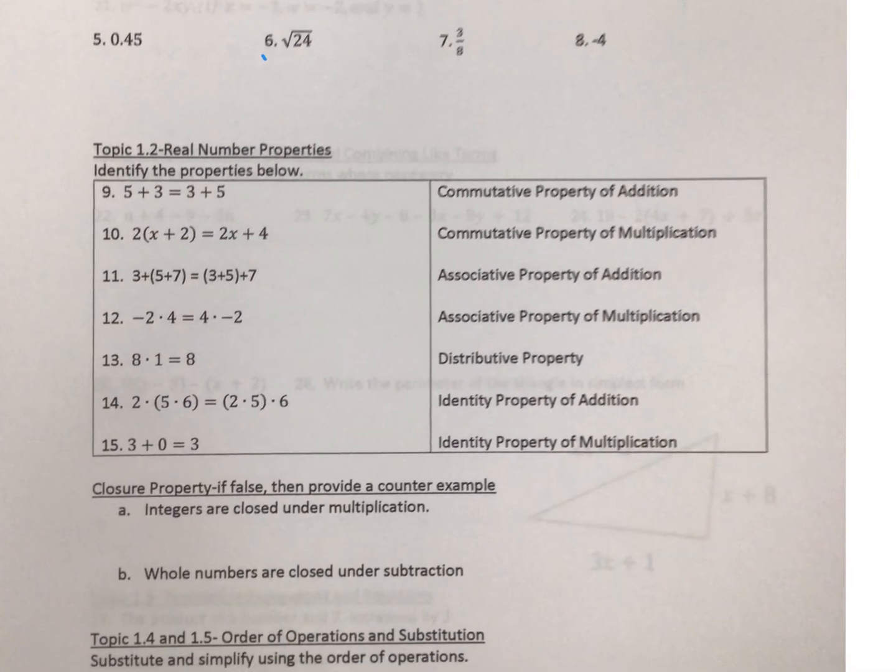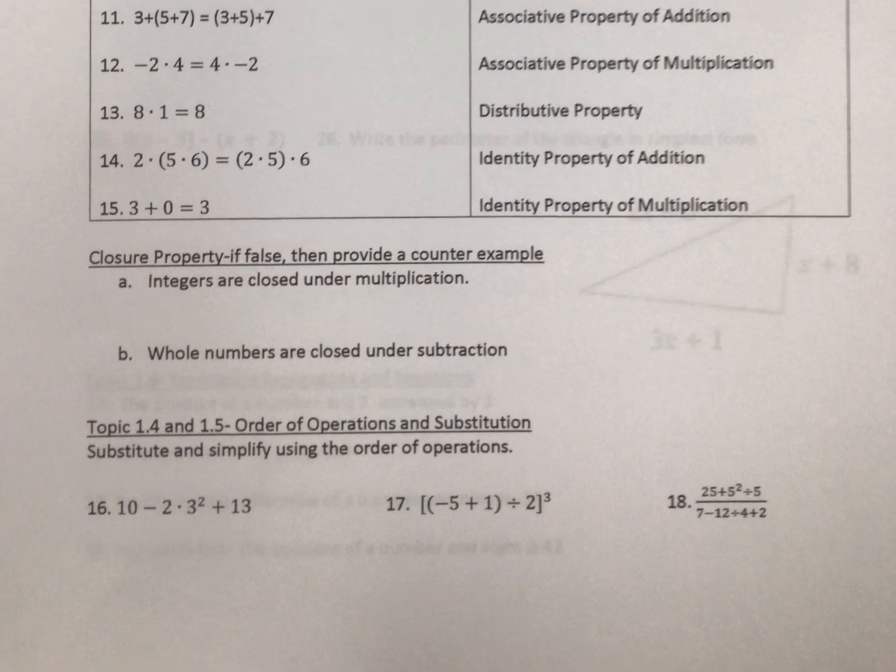Properties are for you. Let's look at the closure property. For the closure property, we're trying to determine if an operation always produces a number in a certain set. If it always produces a number in a certain set, then it's closed. If it doesn't, then you need to provide a counterexample showing why it doesn't work.